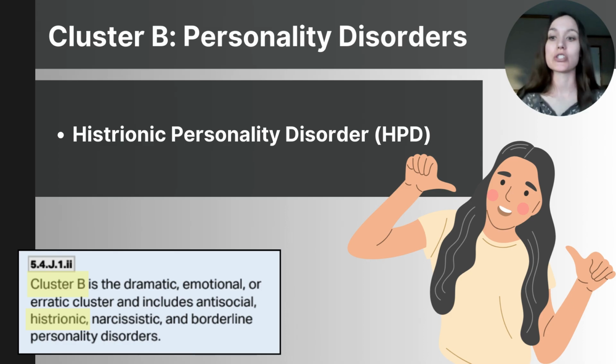A third is shallow, rapidly shifting emotions. Next is excessive focus on appearance. Another symptom is dramatic or theatrical speech, speaking in an exaggerated way. Another symptom is being easily influenced by others. Another symptom is misinterpreting relationships.